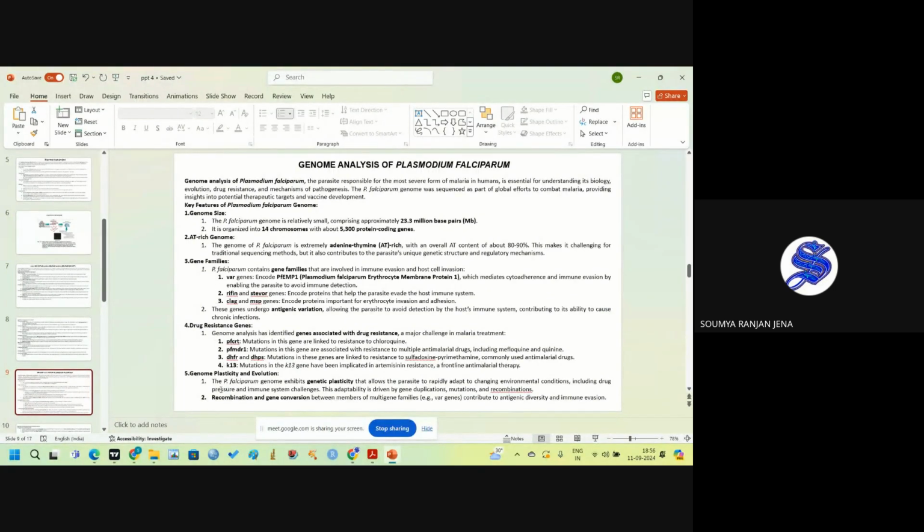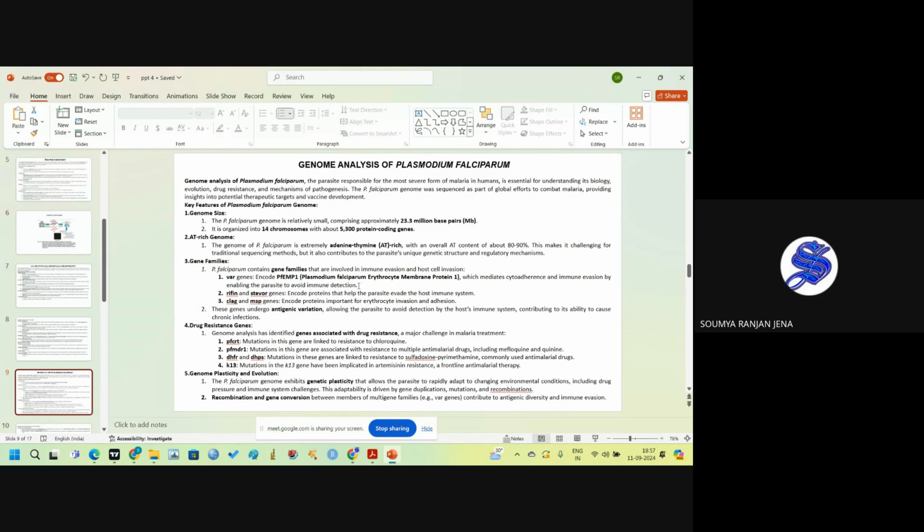And there are gene families in Plasmodium that are involved in immune evasion in the host cell, as we previously described about the var genes. There are different types of var genes, and if this gene changes by variation, it will encode different types of Plasmodium falciparum erythrocyte membrane protein 1, which mediates cytoadherence and immune evasion, enabling the parasite to avoid immune detection.